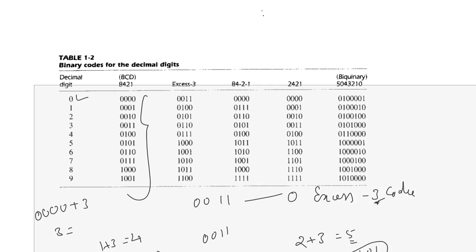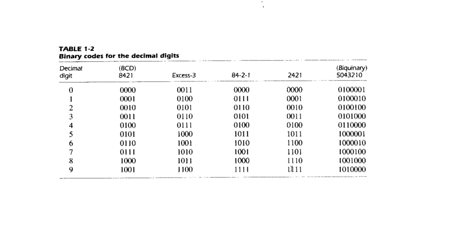Okay, here you can see one more thing. This table says 8 4 minus 2 minus 1. It means that to represent any decimal digit we have to use these weights. For representing 0 I write 0 0 0 0, that's it. To represent 1, how can I write? See, here it is written 0 1 1 1.